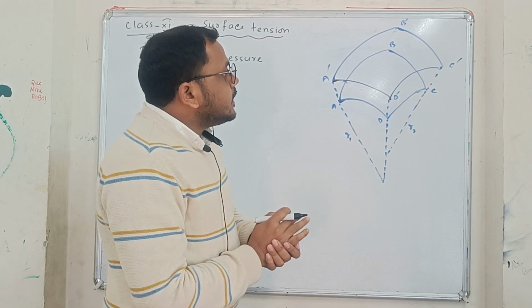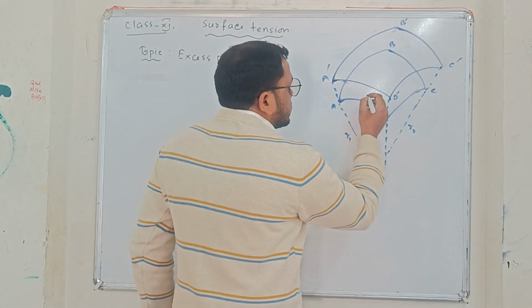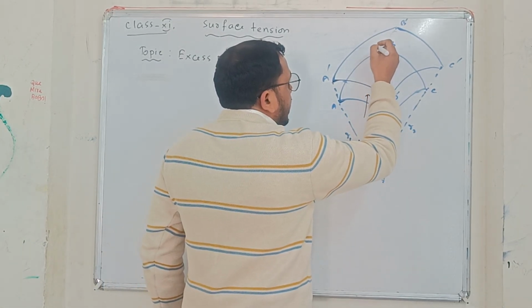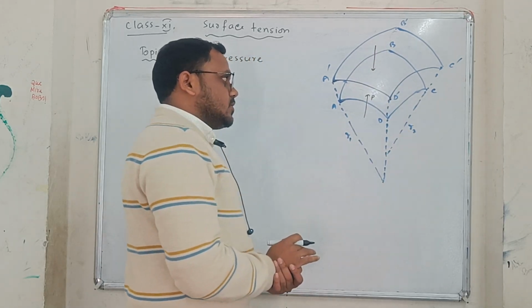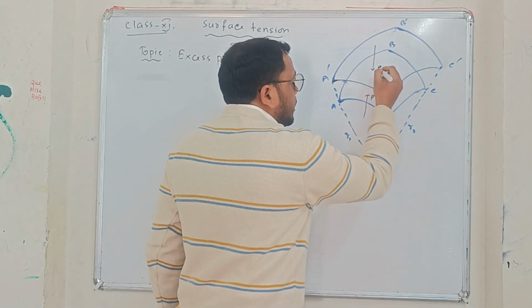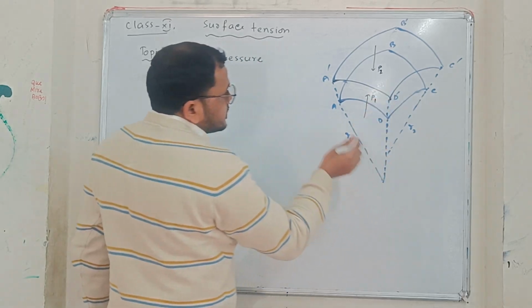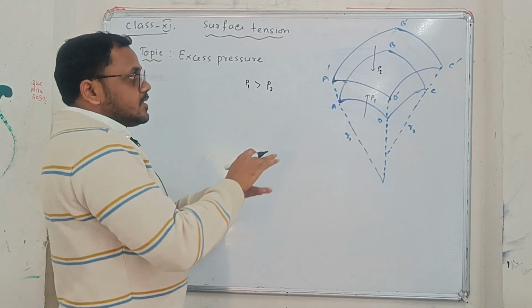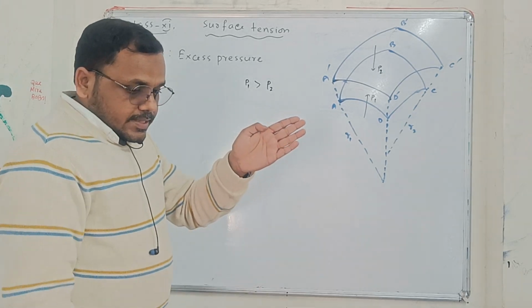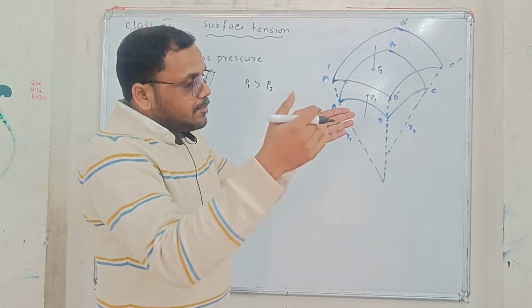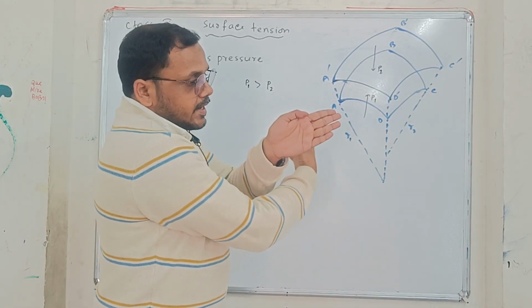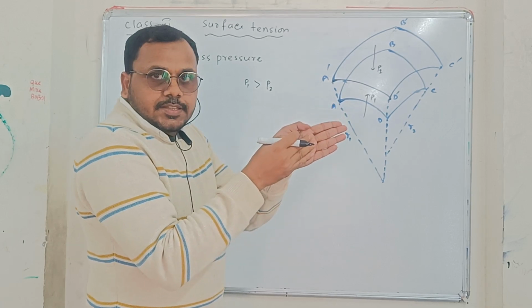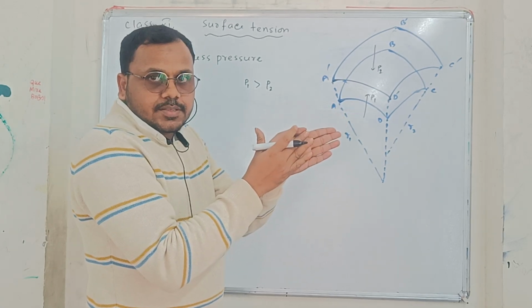Suppose we consider the downward pressure is P1 and the upward pressure which acts on this is P2. Here we can say P1 is greater than P2. That's why the surface becomes curved. Suppose this is a plane: one pressure acts along this direction, another pressure acts along this direction. If the two pressures are the same, then the surface is a plane surface.